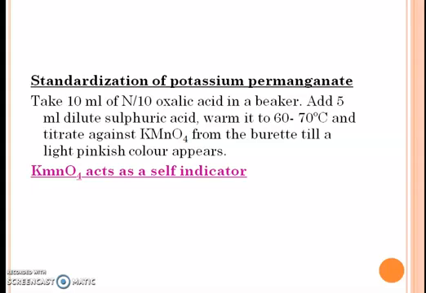We have to add in it 5 ml of dilute sulfuric acid, warm it at 60 to 70 degrees Celsius and titrate against KMnO4. Now remember, KMnO4 acts as a self-indicator. At the end point, the color changes from colorless to pink because KMnO4 is pink. So the excess drops of KMnO4 will impart pink color to the solution. So there is no need of an external indicator. KMnO4 can act as a self-indicator.